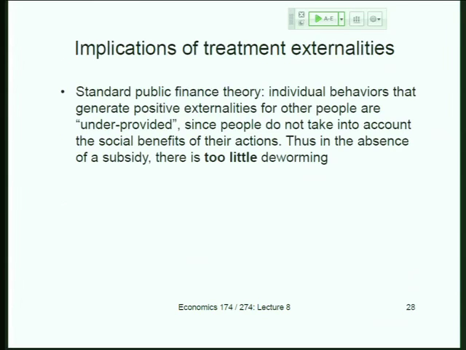By taking deworming drugs, kids in the treatment schools aren't just benefiting themselves, they're benefiting the kids that are untreated in their own schools. And that means that they're not taking that into account. Too few people are taking deworming. They're only considering the benefits to themselves, potentially, and not the broader benefit of their action.